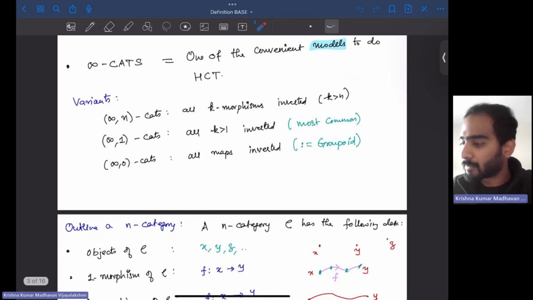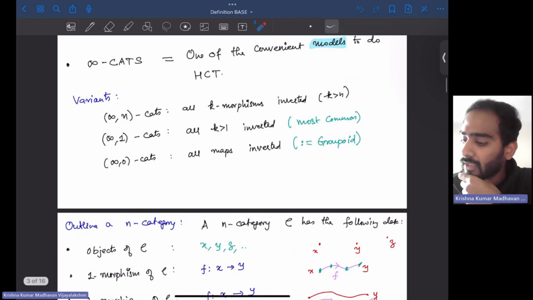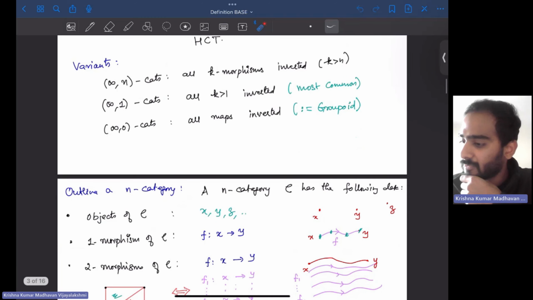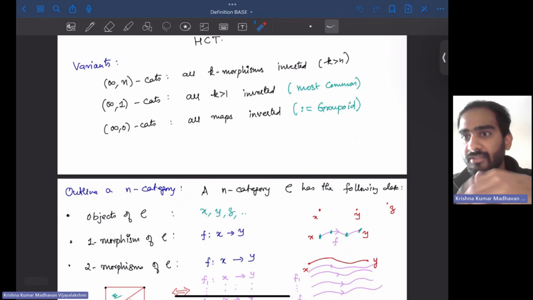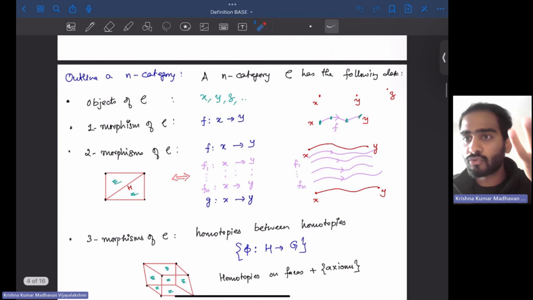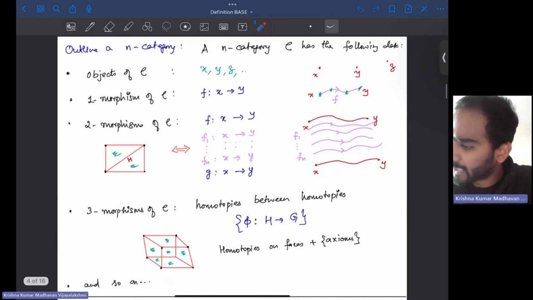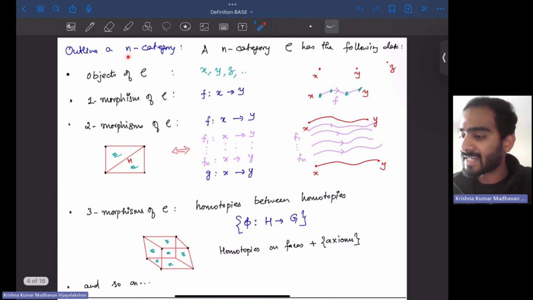There are different variants depending upon what we need. So (infinity, n) would mean that all the morphisms above n are invertible. And similarly, (infinity, 1) would mean all the morphisms above 1 are invertible. This would be the ideal case for all the categories that we would consider in this talk. And for example, as a special subcase, if every morphism is invertible, it's called a groupoid. For example, a group is a groupoid with a single object. So it's the most canonical example. And then, quickly going through the data of an n-category.